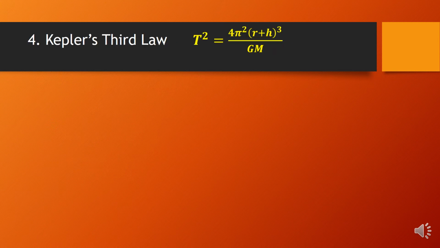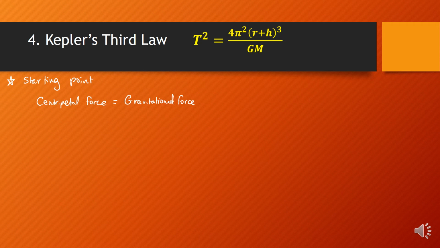The fourth and final derivation in this chapter is for Kepler's third law, which you see here. So where to begin? What is your starting point? For this one, your starting point is to equate the centripetal force to the gravitational force. So this is for orbiting objects.